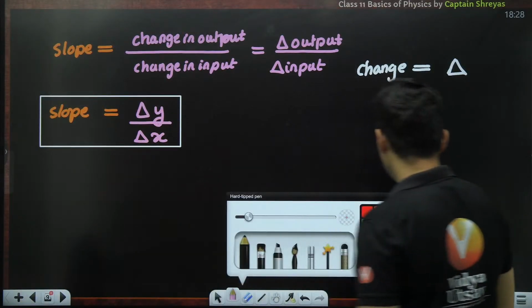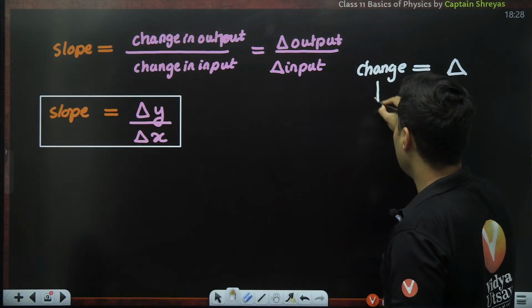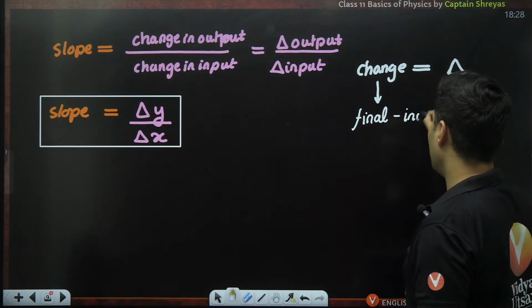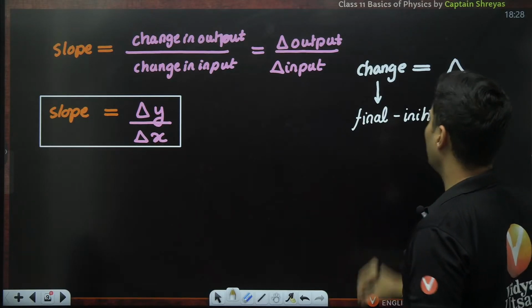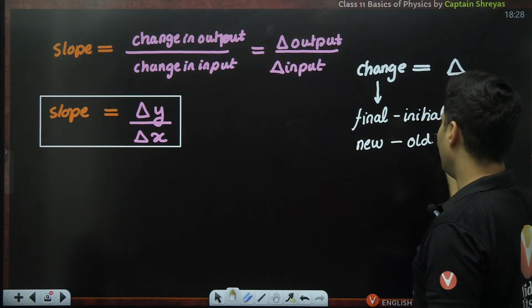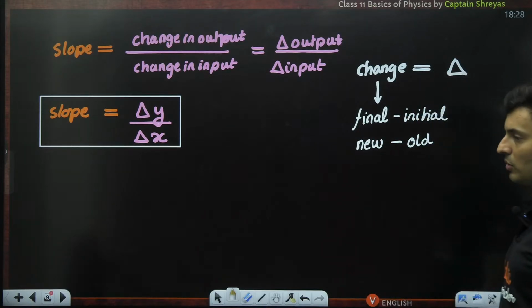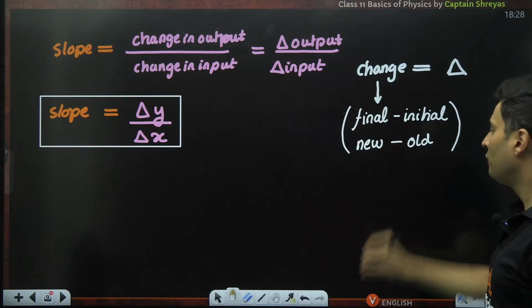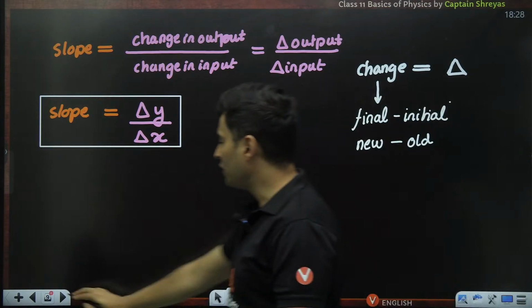So if you are also wondering, change will always be the final value minus the initial value, or the new value minus the old value, whichever you want to use. Okay, final minus initial, or new minus old. That is the formula for the word change.